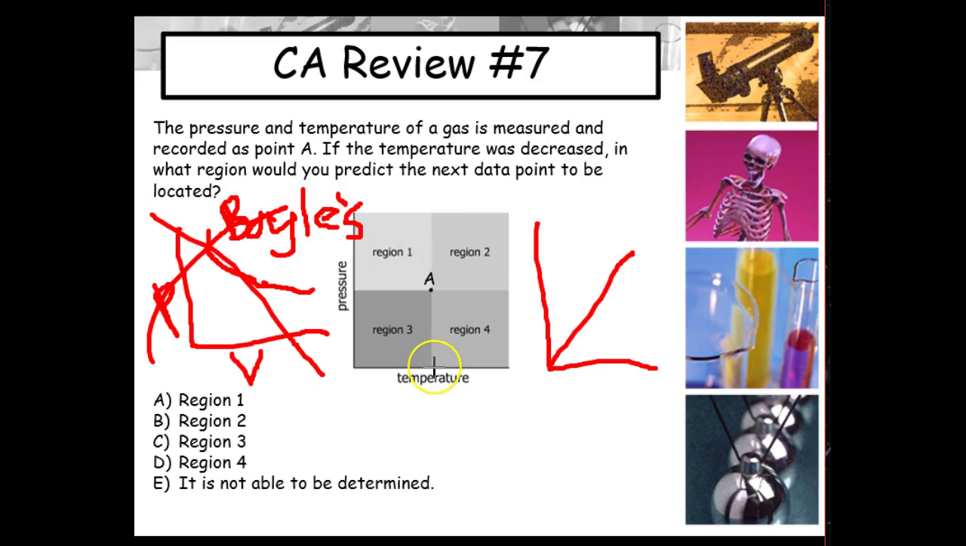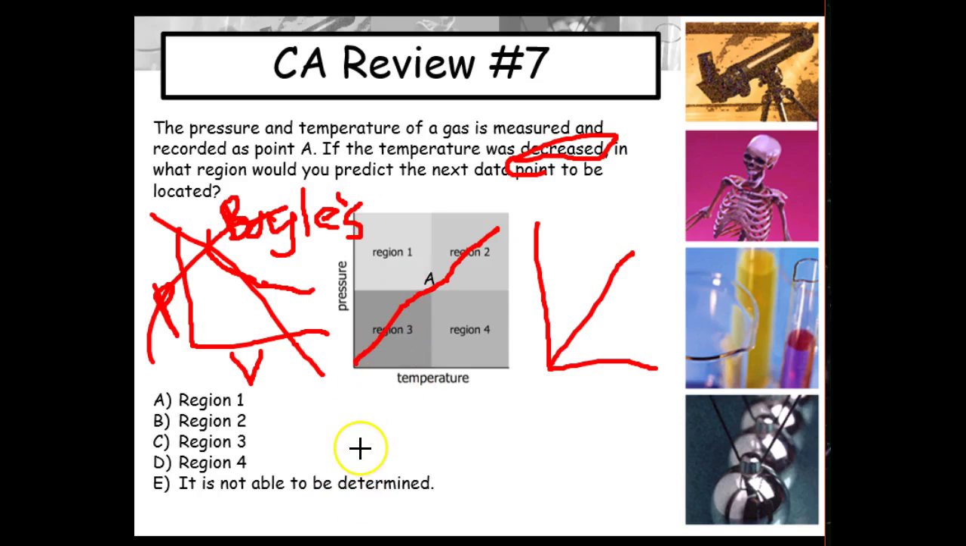So when you have a question like this, it's phrased kind of weirdly, but what you should do is draw the line and make sure it goes through the point A. So in this case, it's a direct relationship. And then it says, if the temperature was decreased, in what region would you predict the next data point to be located? So, here's temperature, right? If temperature's decreasing, it should be moving to the left. So point A would be moving on this line to the left. So what region is that? Region 3, right? So that's how these questions work.